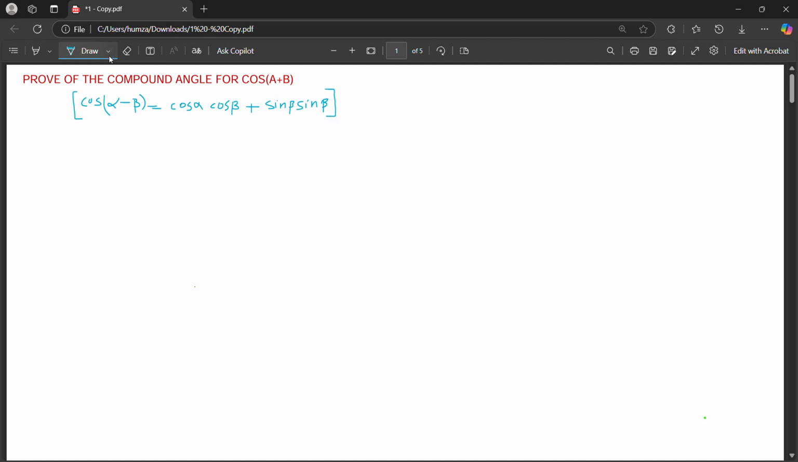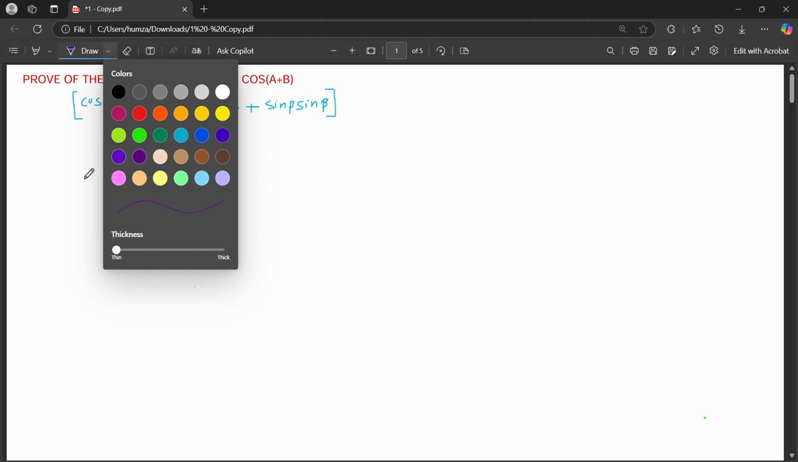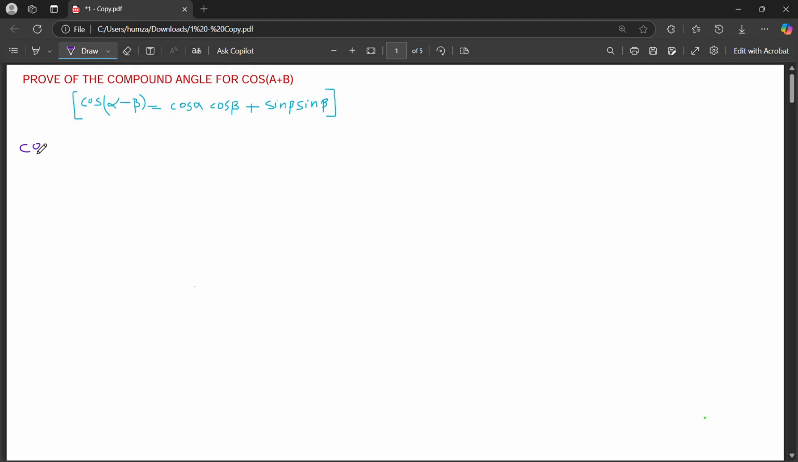Now they are asking you to prove cos(A + B). So we are going to use our knowledge, the thing we know already, to prove the compound angle cos(A + B). In order to do that, we need to rewrite this in this form. So we can rewrite this. We can say that cos, so there is a negative sign, so we must make sure that we write it again so that there is a negative sign in the bracket.